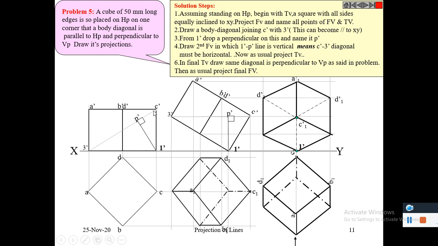So this diagonal, OD diagonal, is parallel to HP and perpendicular to VP. This method is used in isometric views, or positioning all objects to draw the isometric views.